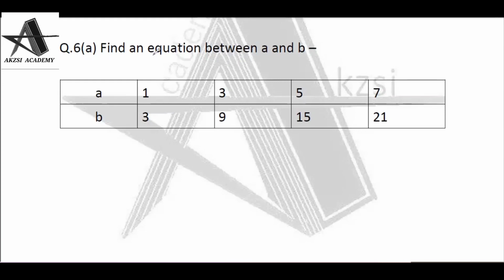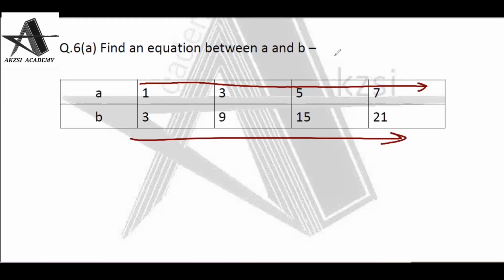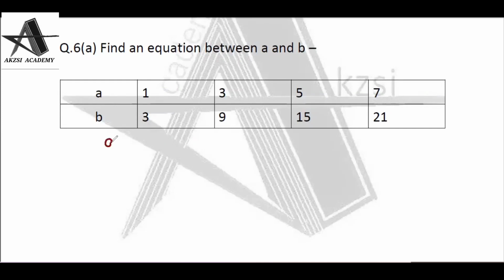If one is increasing and the other is decreasing, or when one is decreasing, the other is increasing, that means the opposite is happening. So it will be inverse proportion. Here variable a is increasing. From 1 to 7, definitely it's increasing. From 3 to 21, definitely increasing. That means a is directly proportional to b.